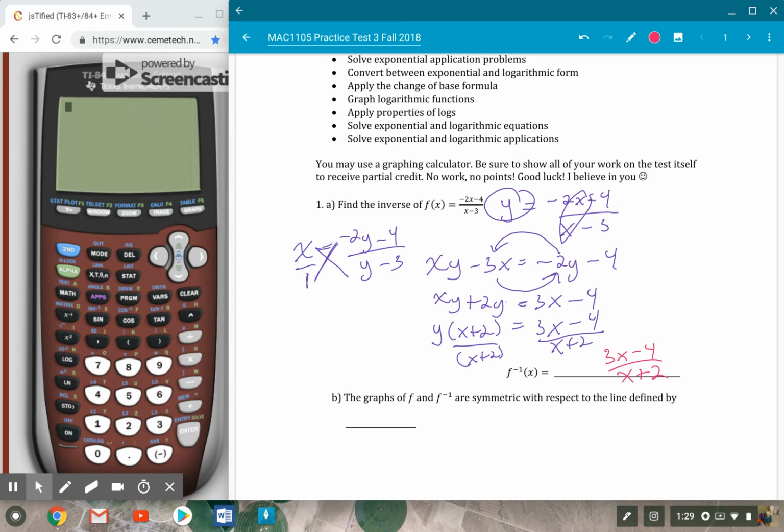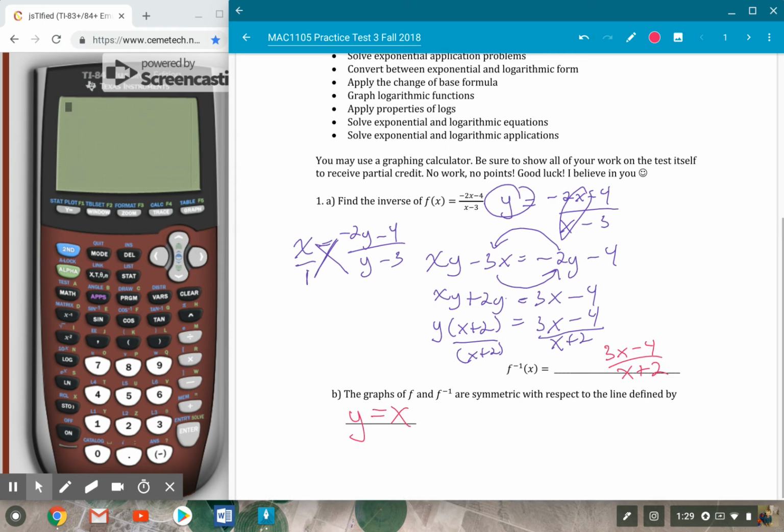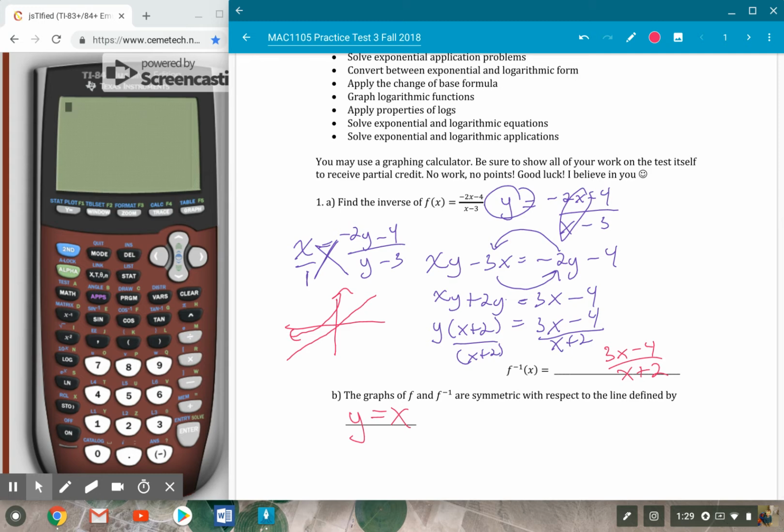And now for part B here, the graphs of f and the inverse of f are symmetric with respect to the line defined by y equals x. We talked about this in class when we talked about inverses, but essentially if you have your coordinate plane, you can draw this line from diagonal to diagonal, and whatever's happening in the upper quadrants is also happening in the lower quadrants. So, if you have a piece like, say, this, you would have a similar piece down here for its inverse. Something to that effect.